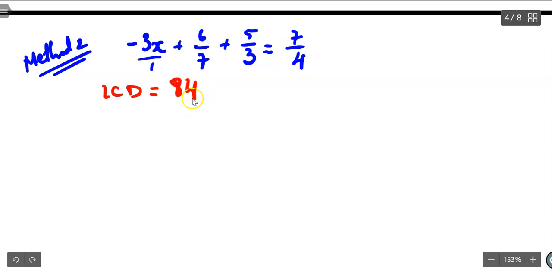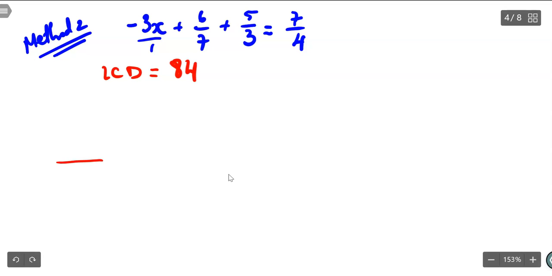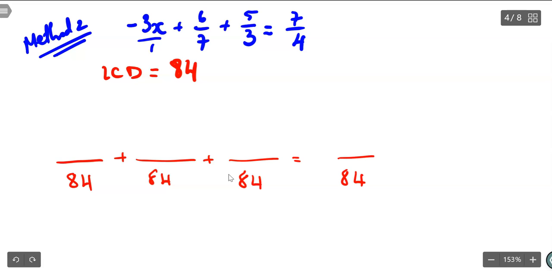Okay, so 84 is the lowest common multiple of 7, 3, 4, and 1. And because it's a denominator, we call it the lowest common denominator. To work with this method, I have to turn everything in this equation to have the same denominator of 84. That's what I've done. We need everything in this equation turned into 84 as the denominator.